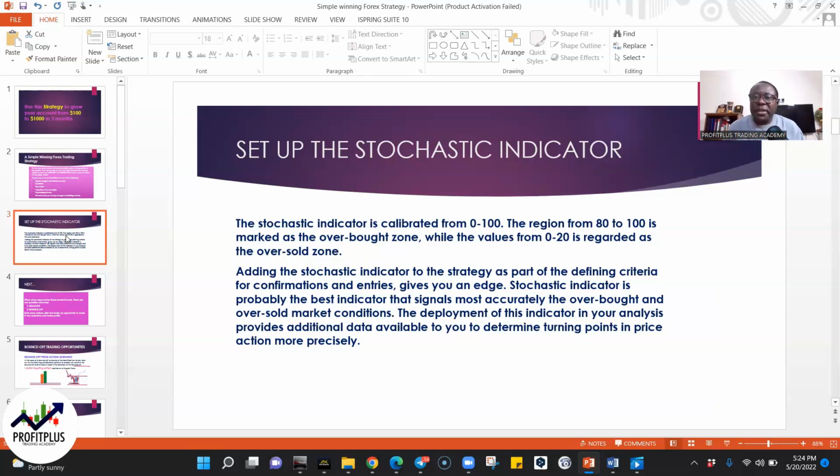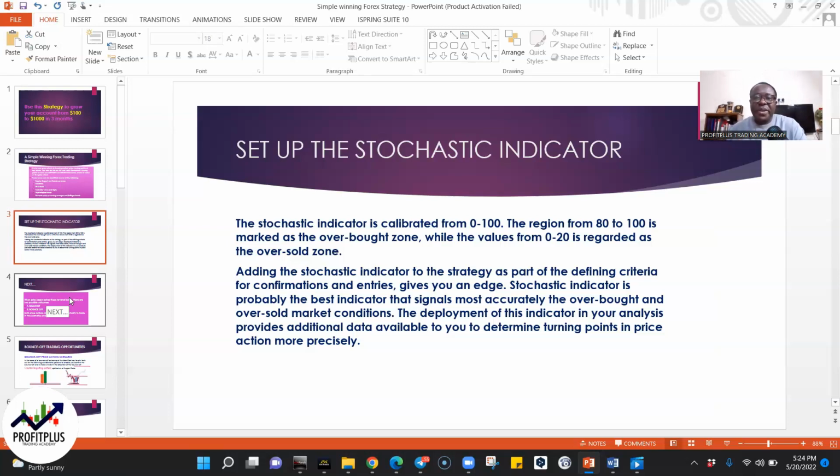Of course, in forex, when price is overbought, it begins to sell, and when it is oversold, it begins to buy. So we add the stochastics to validate those possible areas of turning points, of support and resistance. Bringing in the stochastics will validate those ones.